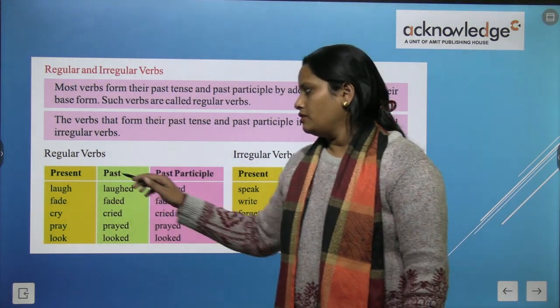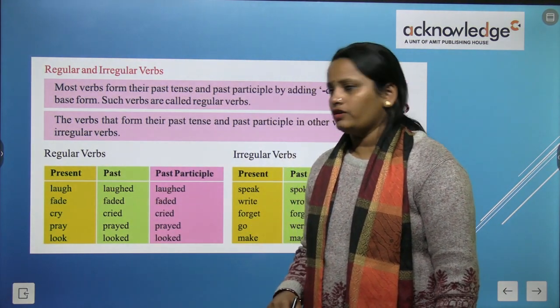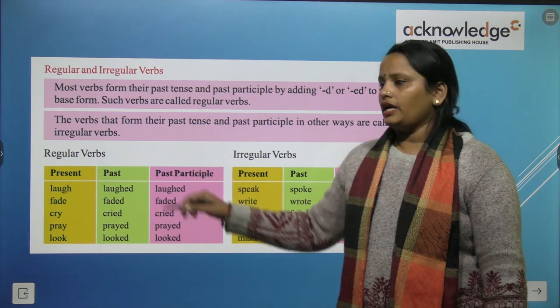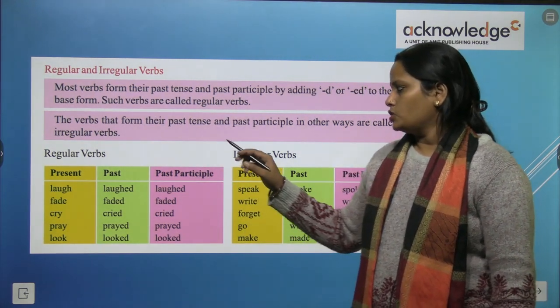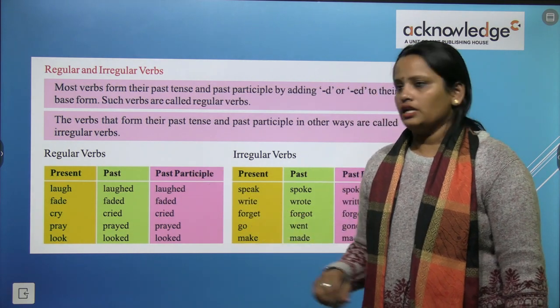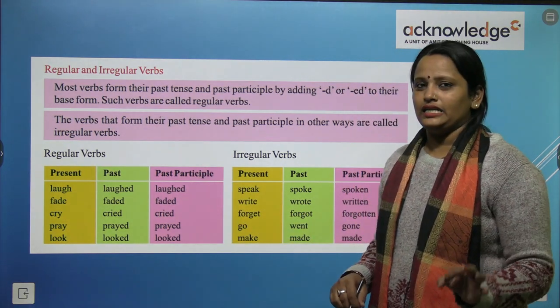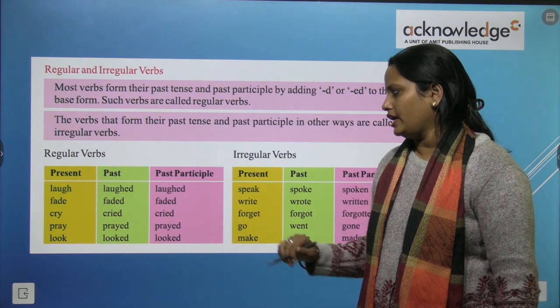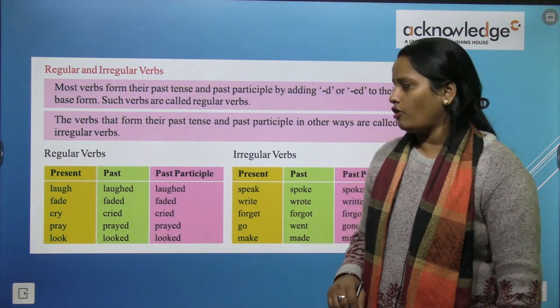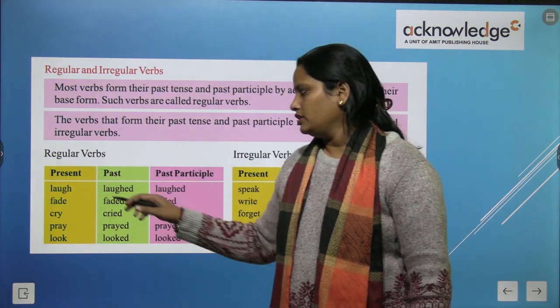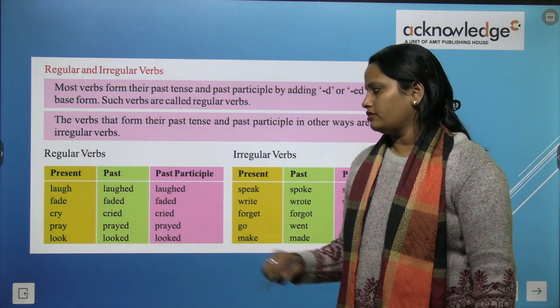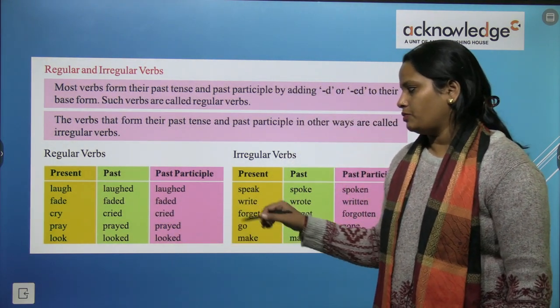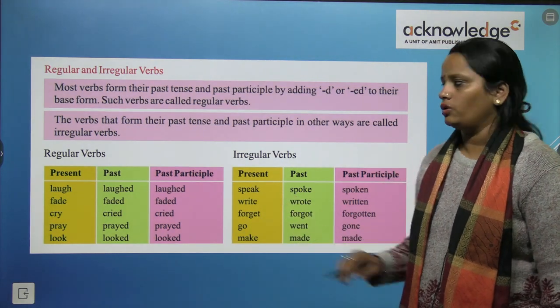Let's read it. Here the first box is of present, then past, and then past participle form. So laugh becomes laughed by adding ed. ed लगा के हमने laughed कर दिया है, and in the participle form it is also laughed. Fade, faded, faded. Cry, cried, cried. Pray, prayed, prayed. Look, looked, looked.